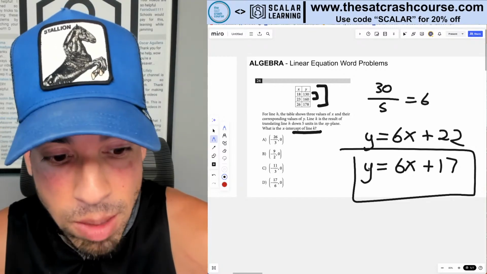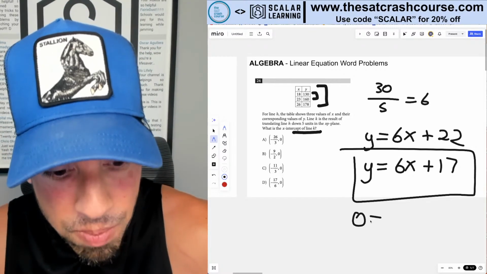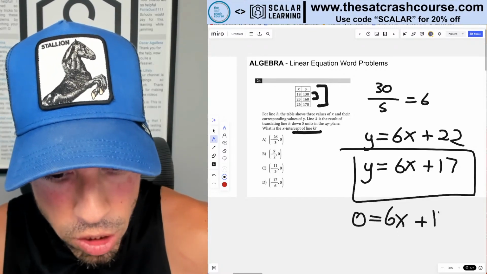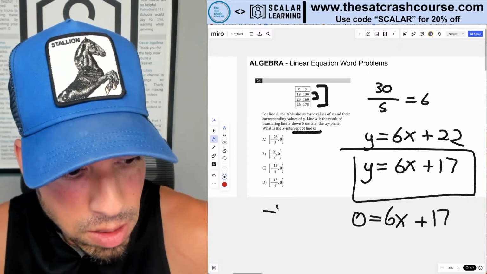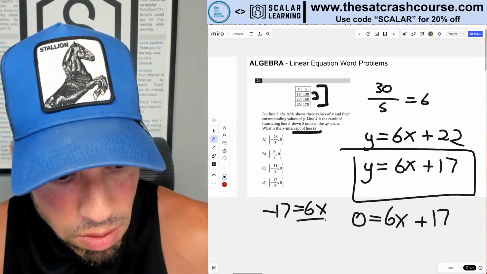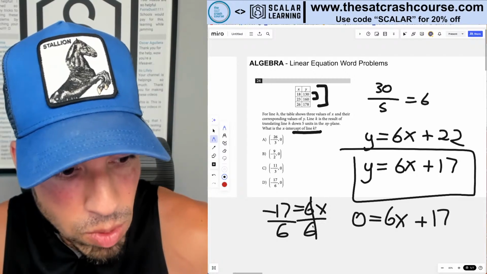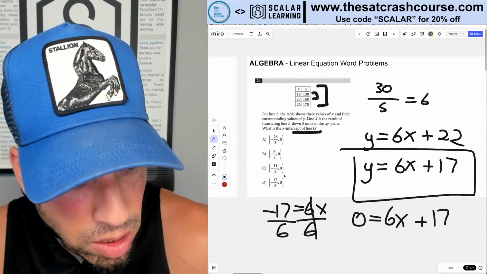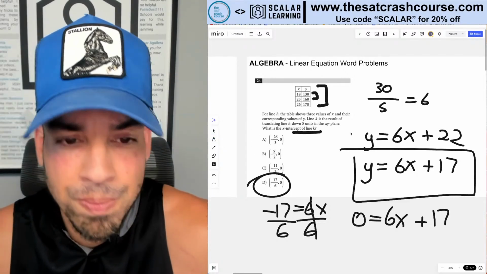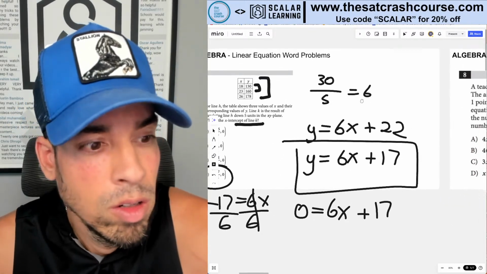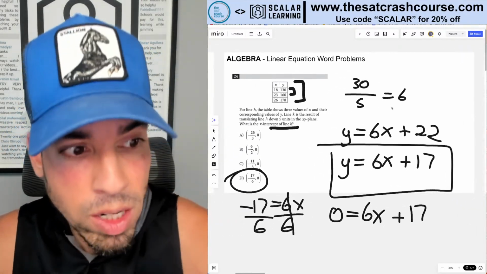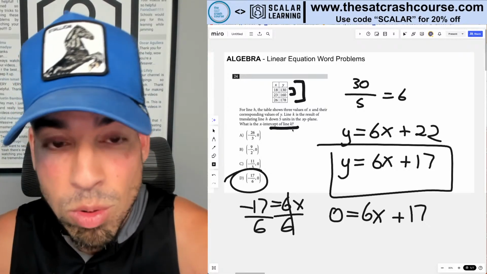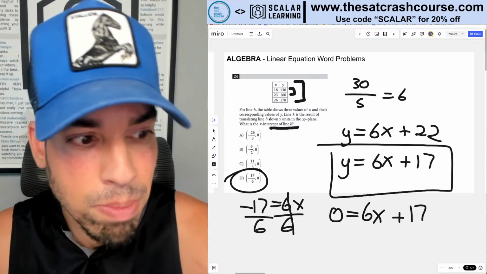So now we want to find the x-intercept of line K. Well, at the x-intercept, y is 0, okay? So now we have this really nice equation that we can solve for x. So we're going to minus 17 from both sides. That equals 6x, divide by 6, and we have negative 17 over 6, which is D, boom, done, okay? So hopefully you got a lot of information. What did I do right? I took the grid, I converted it into a linear equation in slope-intercept form, then I applied that translation.